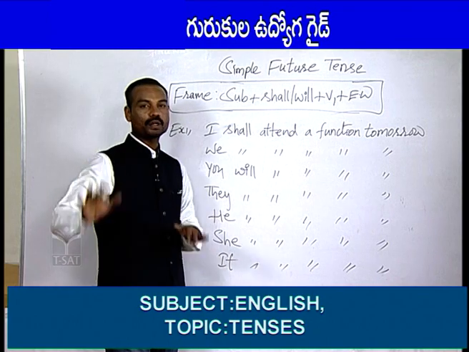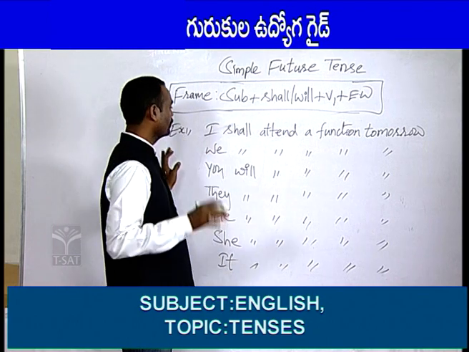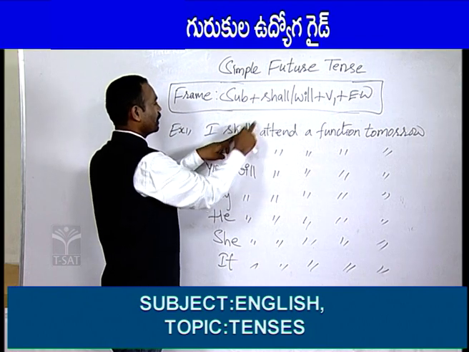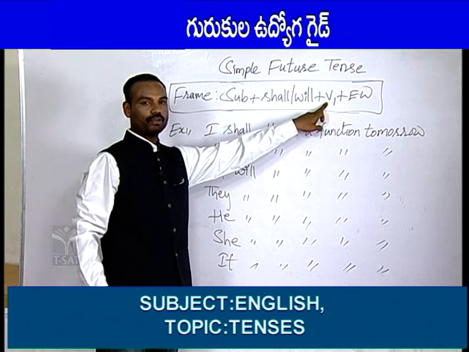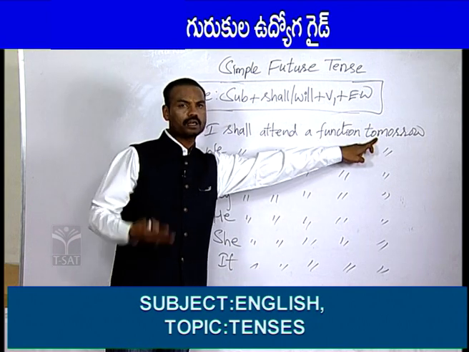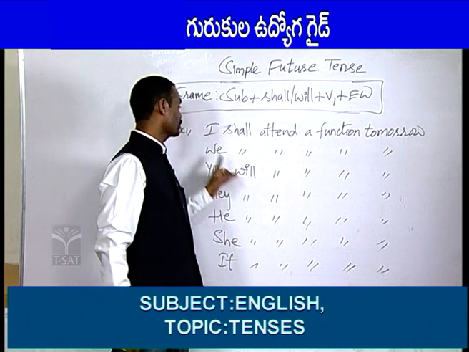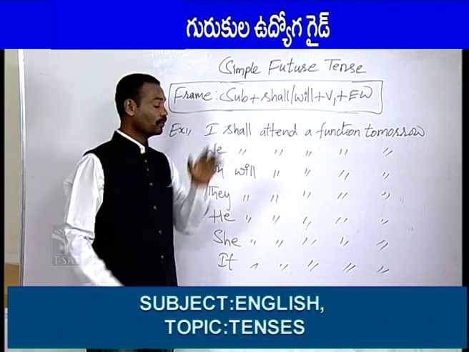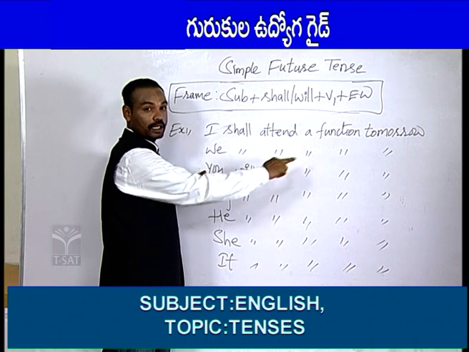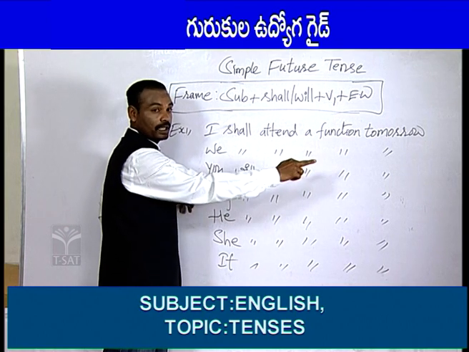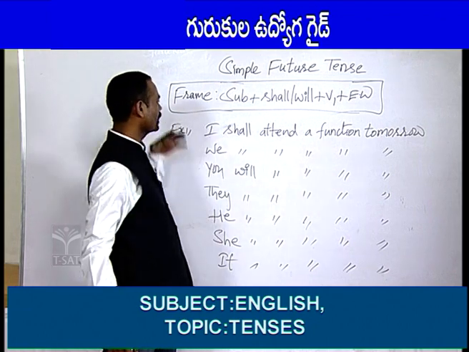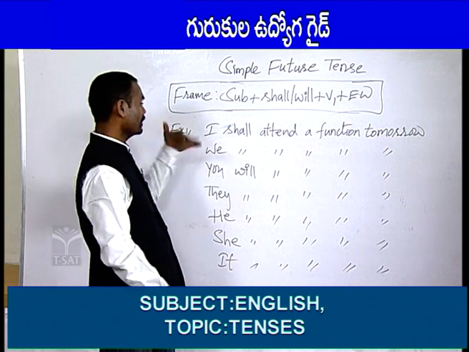So friends, this is the process of writing sentences in simple future tense. See, first subject, one helping verb should be taken, after I, shall should be taken. Next V1, V1 means the first form of the verb, attend, extra words, a function tomorrow or next week or next month or next year. So I shall attend a function tomorrow. Next second subject, we shall attend a function tomorrow. Next, you will attend a function tomorrow. They will attend a function tomorrow. He will attend a function tomorrow. She will attend a function tomorrow. Like this, you can take any subject. Let's take one more example.